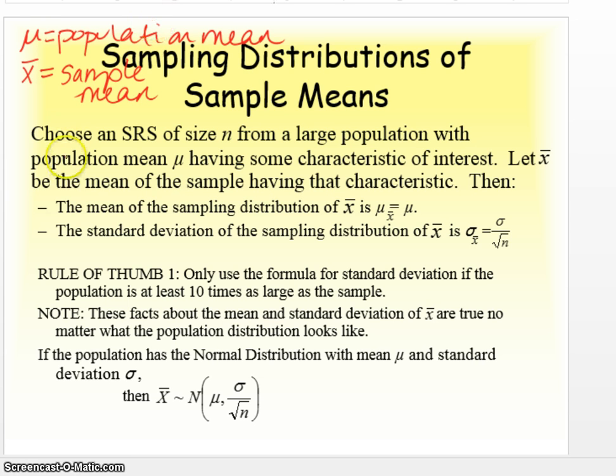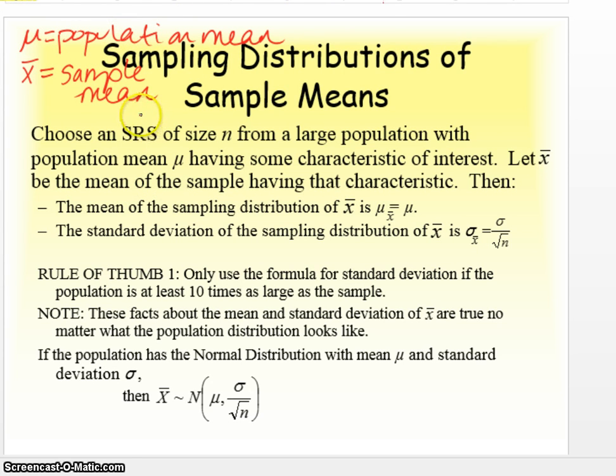Okay, so what we're going to do here is talk about the sampling distributions. So those are the samples, the graph. So the graph of all the samples of the mean. So we're going to take all these x bars. Everybody takes a different x bar and we make a graph of that. That's the sampling distribution of sample means.